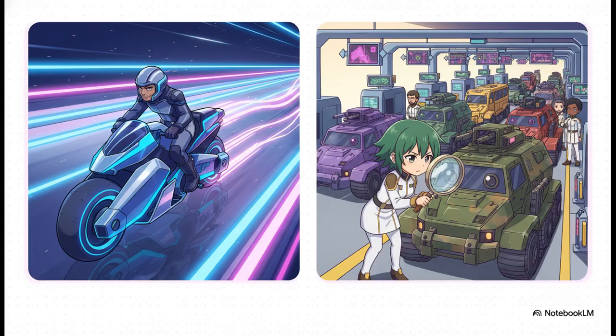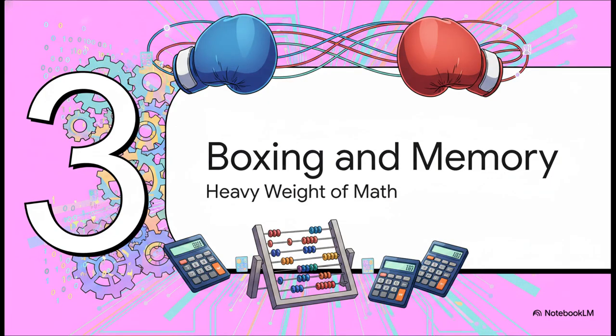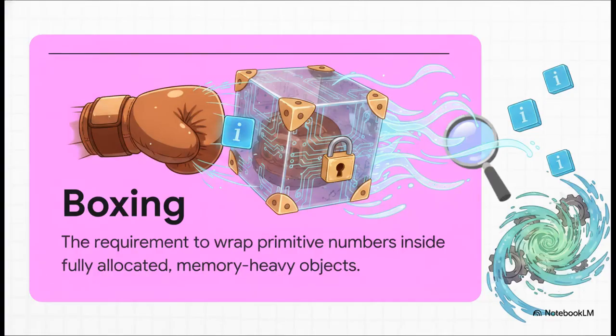Next up, section 3, boxing and memory overhead, or the heavy weight of simple math. This brings us to a really fascinating concept called boxing. Because Python is so intensely dynamic, it can't just use raw, lightweight hardware integers like C does.